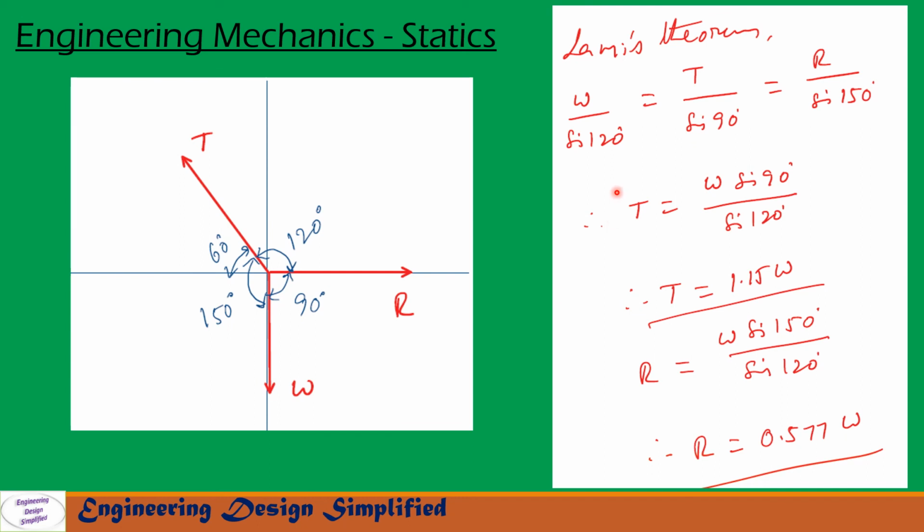Now let us write Lami's theorem. Lami's theorem is W by sin 120 equal to T by sin 90, that is also equal to R by sin 150. So from the first two terms we get T equal to W sin 90 by sin 120. So T is equal to 1.15 W. Similarly, from the first and last terms we get R equal to W sin 150 by sin 120. So we have R equal to 0.577 W.